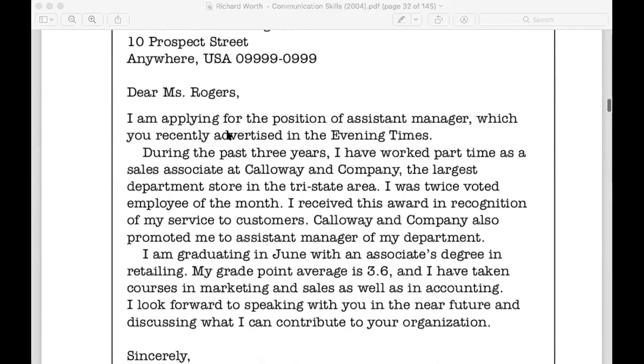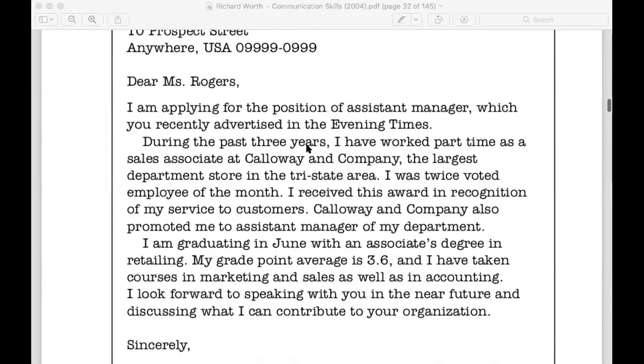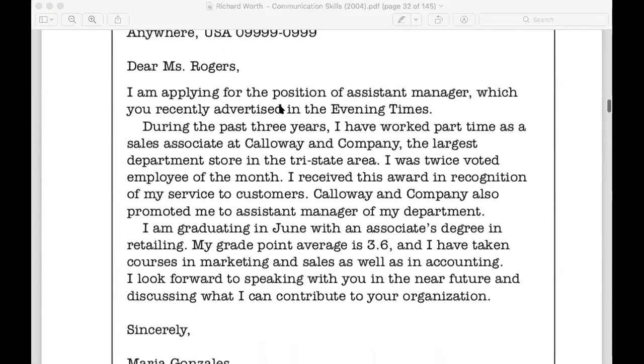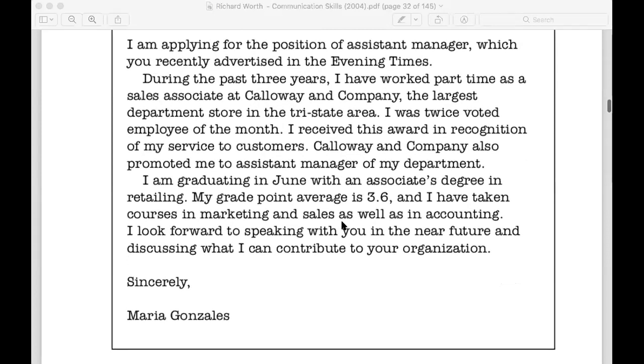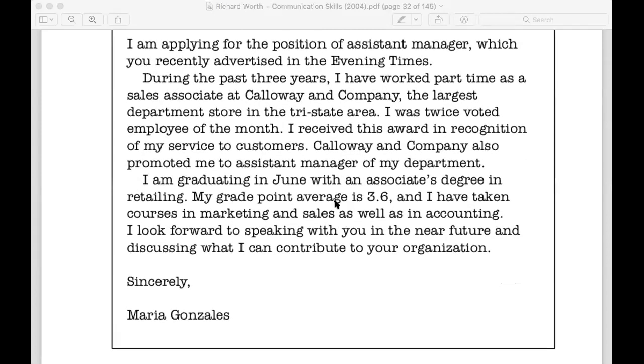Dear Ms. Rogers, I'm applying for the position of assistant manager, which you recently advertised in the Evening Times. This is the newspaper. Okay. During the past 3 years, I have worked part-time as a sales associate at Callaway and Company, the largest department store in the tri-state area. I was twice voted Employee of the Month. I received this award in recognition of my service to customers. Callaway and Company also promoted me to assistant manager of my department.